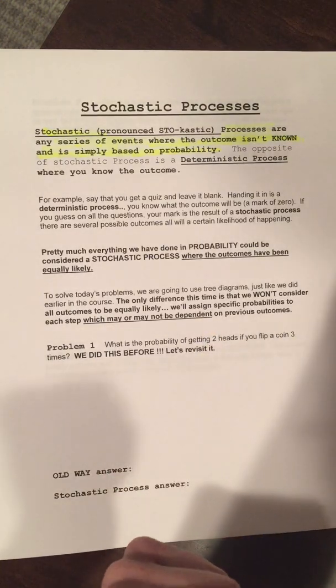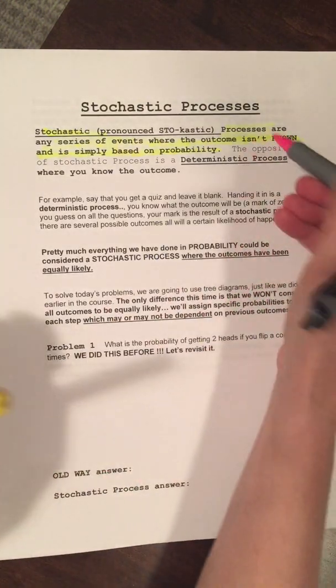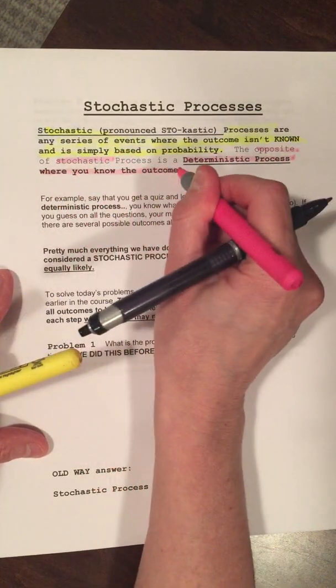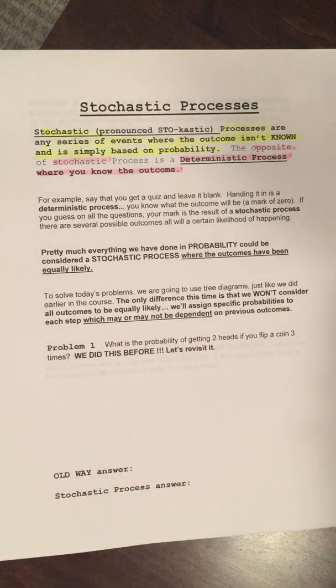The opposite of stochastic is what we call deterministic, where you actually know the outcome. Okay, so let's kind of put some common sense to these two definitions. For example, say that you get a quiz and you leave it completely blank. Handing it in completely blank is deterministic. You know the outcome. You know you're going to take a 0.